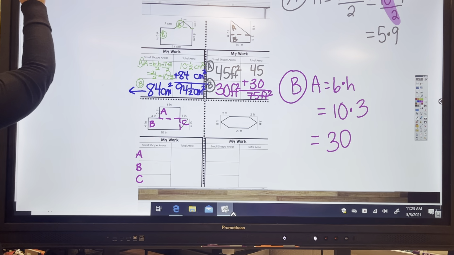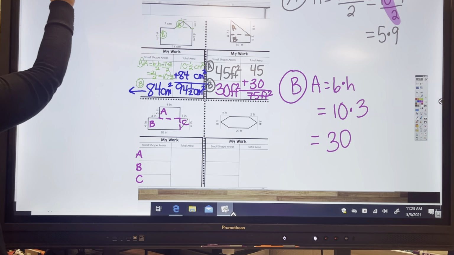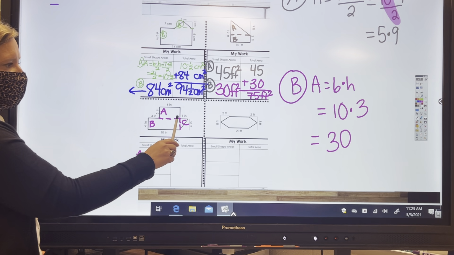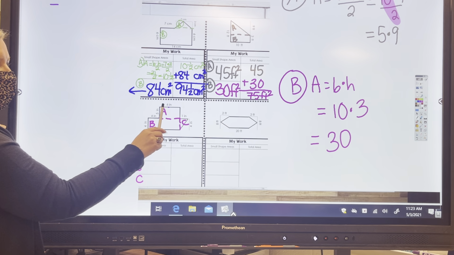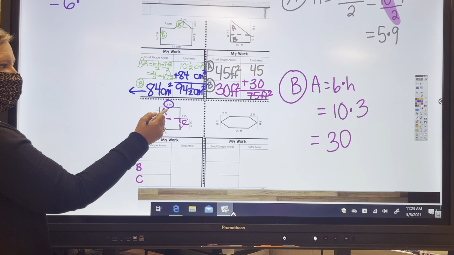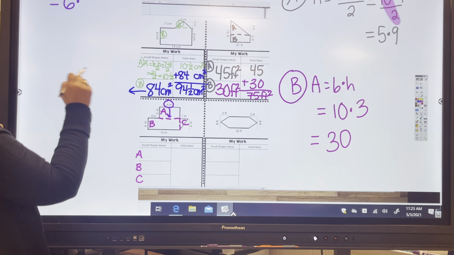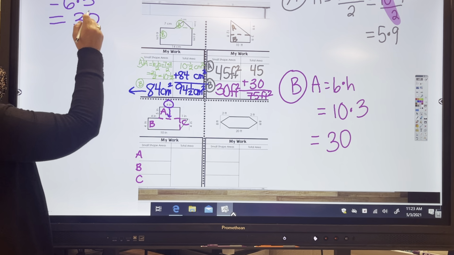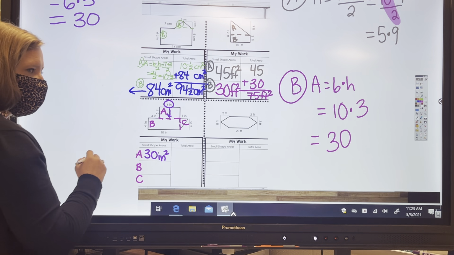What shape is A? A rectangle. So what's the formula? Base times height. What's the base of that rectangle? 6. Look, Elvon, you got it right here. Be the same thing. What's the height? 5. What is 6 times 5? What are my units? Inches squared.